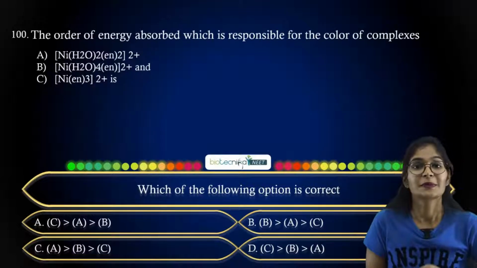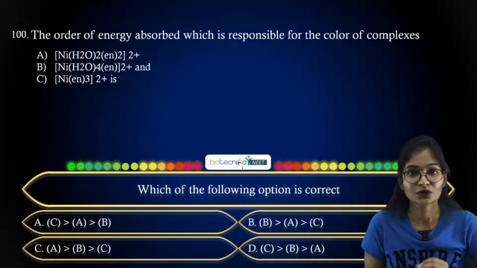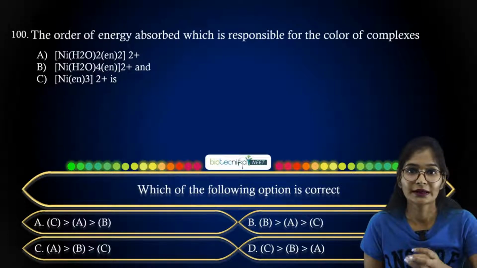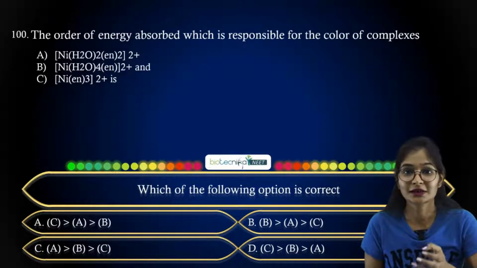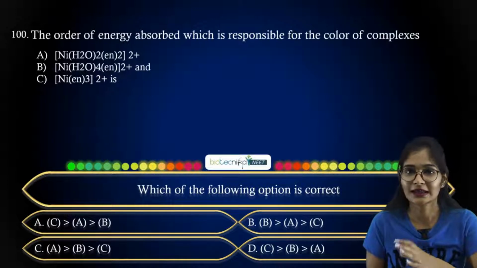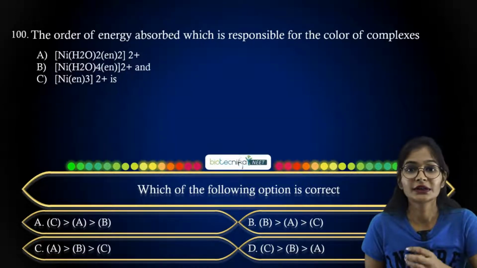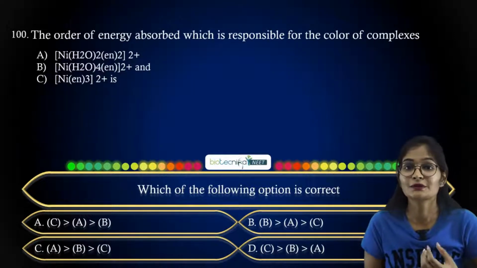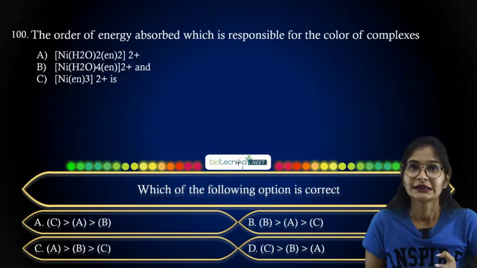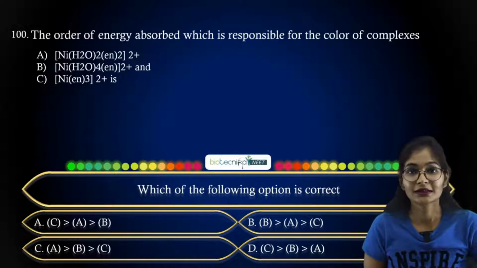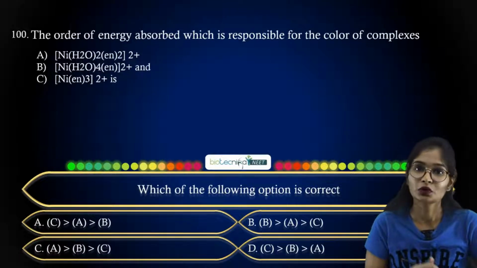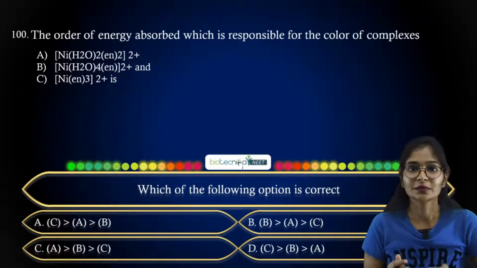With respect to that, whenever you consider a strong field ligand, it absorbs high energy blue violet light, so the color of the complexes will be exhibited like yellow, orange, red. But when you consider a weak field ligand, it will be absorbing energy in the yellow, orange, red light, and the color of the complexes will be blue, violet, or indigo. So it will be vice versa.